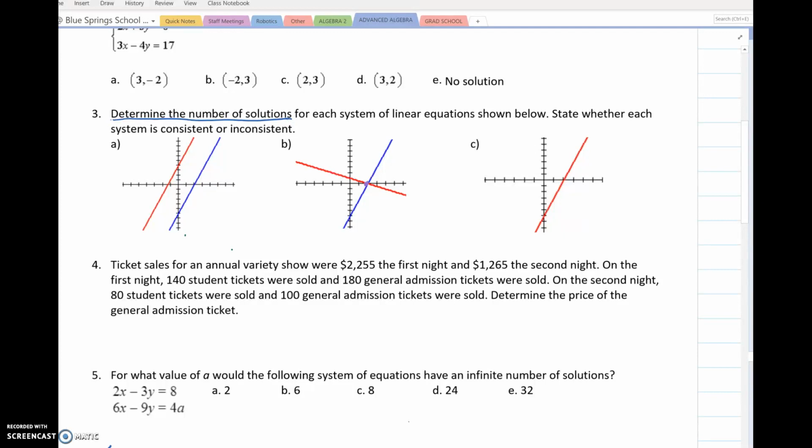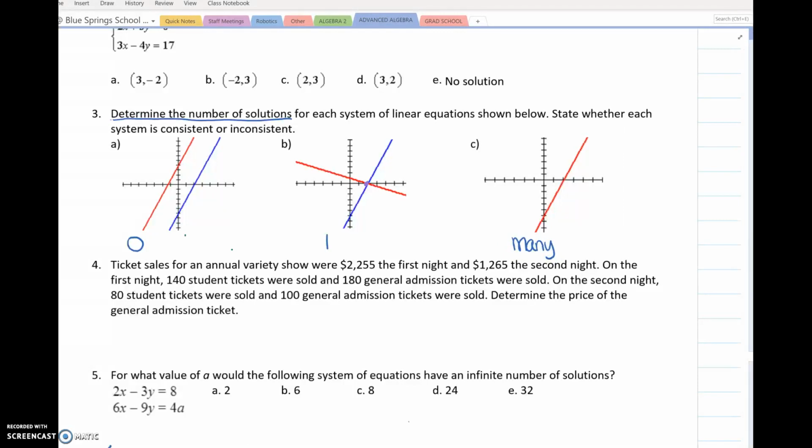So in A, these two lines don't cross, so there are 0 solutions. In B, the lines cross in one place, so there is 1 solution. And in C, the two lines are right on top of each other. They are the same line, so there are infinitely many solutions.